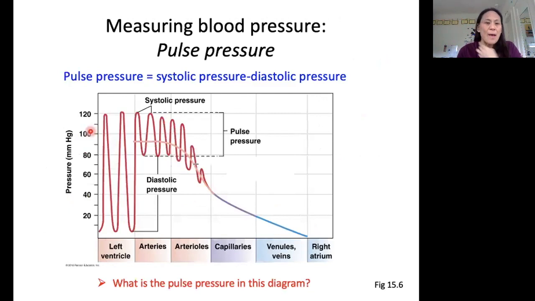We just talked about the pressure in the arteries. Now I want to talk about a couple of measures that we use to quantify blood pressure in the arteries. The first of those is pulse pressure. Pulse pressure is our systolic pressure minus our diastolic pressure. So I have this task for you to perform. What is the pulse pressure in this diagram? Hit pause, see if you can perform that calculation, and we'll come back and do that calculation together.